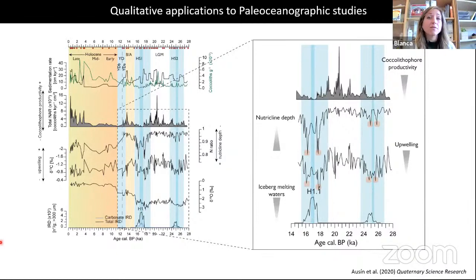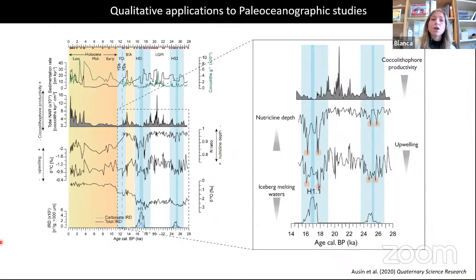In our study, we observed that some of the proxy records exhibit a bimodal distribution during both Heinrich Stadials, Heinrich Stadial 2 and Heinrich Stadial 1, and this deserves further attention. For instance, we can see the double peaks in Florisphaera profunda lead to decreases in the N ratio.